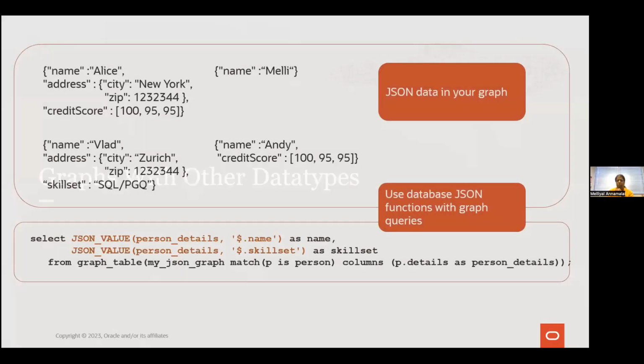And here's an example of working with JSON. If you have JSON data in your graph, and JSON value is a database function for retrieving specific values from this JSON document, you can include those database functions along with your graph query. So here I just have a simple pattern in my graph query, and I'm just including database functions. You can include any database function in your graph query.